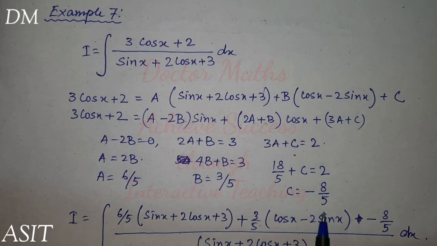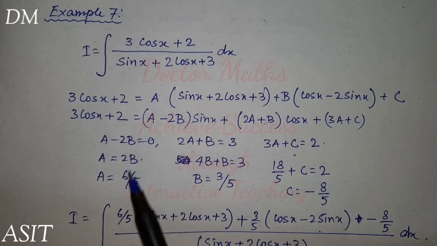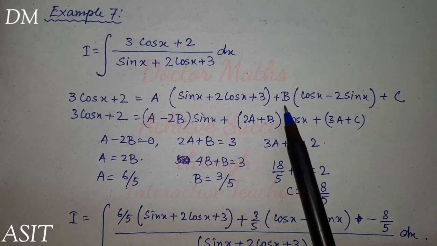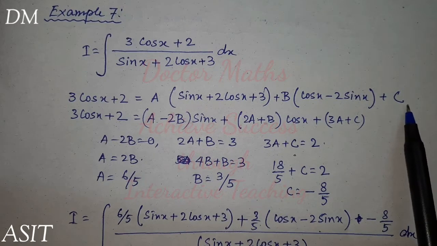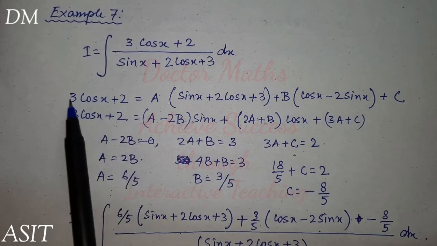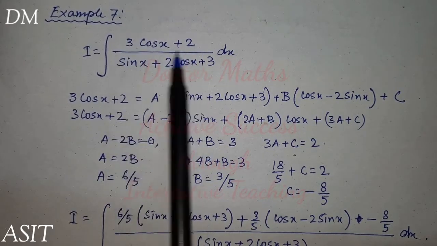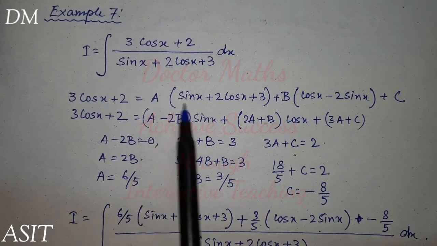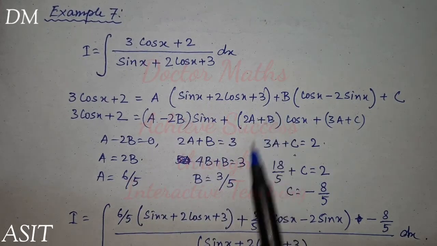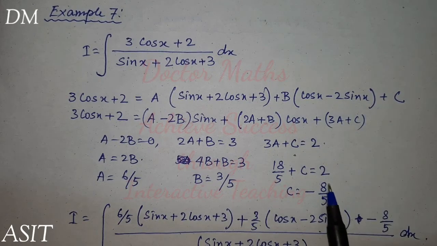So I will first replace the values. a will be equal to 6 by 5, b will be equal to 3 by 5, and c will be equal to minus 8 by 5. So therefore 3 cos x plus 2 will be 6 by 5 into this plus 3 by 5 into this minus 8 by 5.